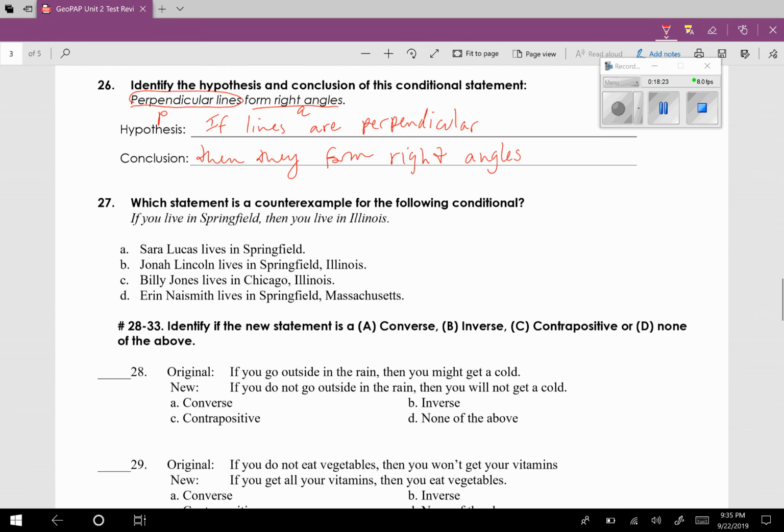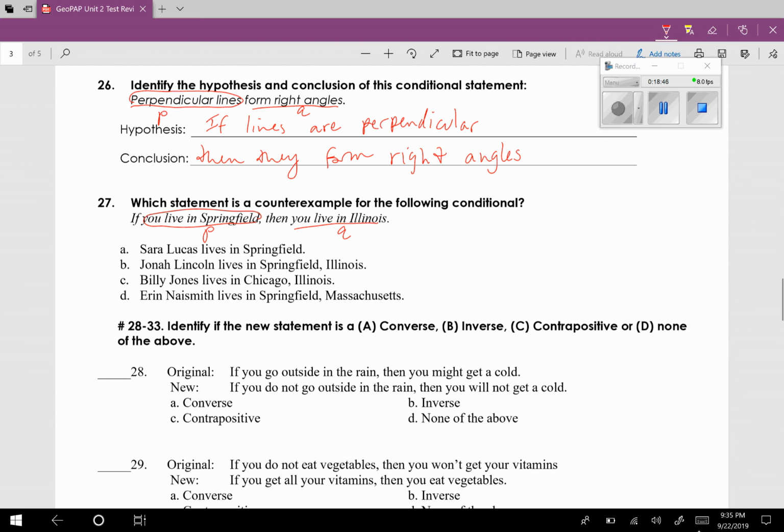Okay, 27. Which statement is a counterexample for the following conditional? Okay, so if you live in Springfield, that's our hypothesis. Then you live in Illinois. That's our conclusion. And circling and underlining and labeling, that is showing your work. So make sure that you're doing that on the test. So if you live in Springfield, then you live in Illinois.